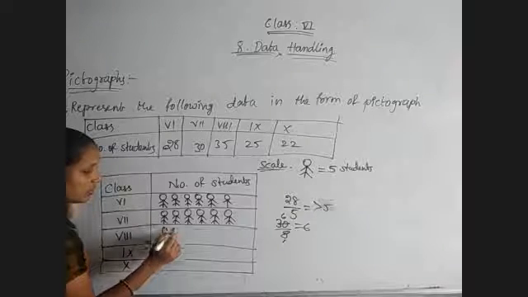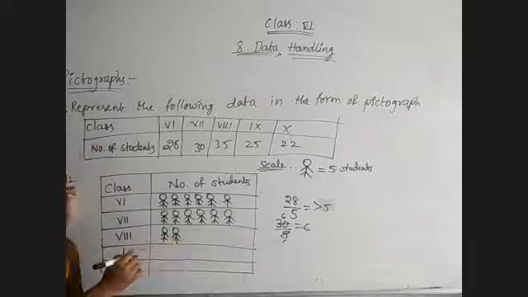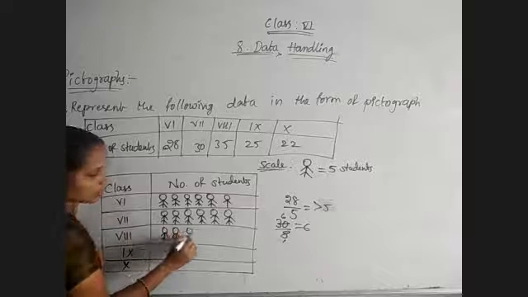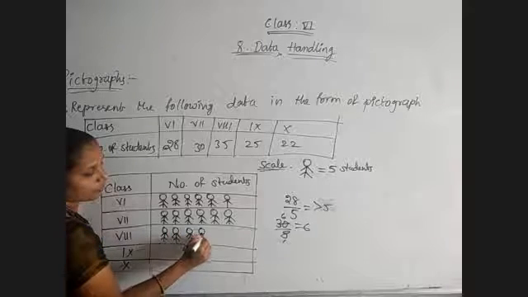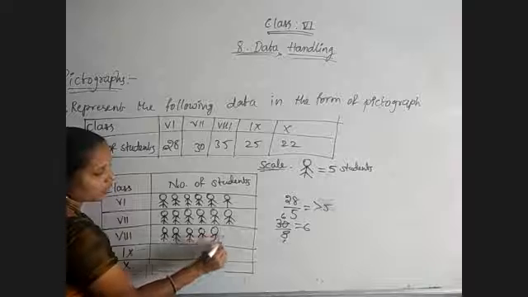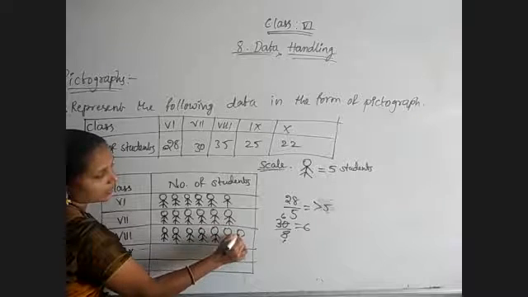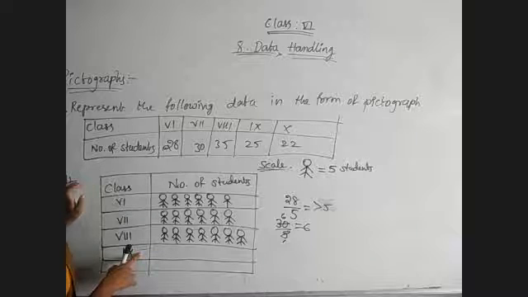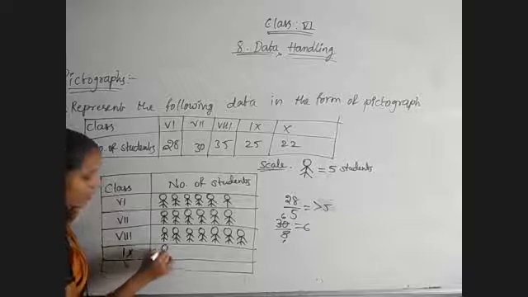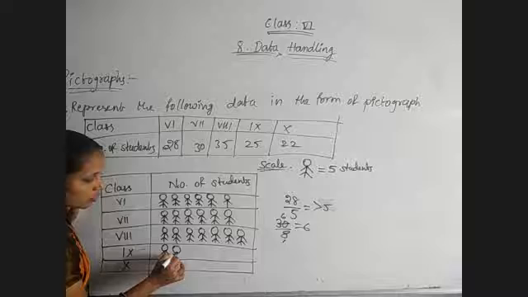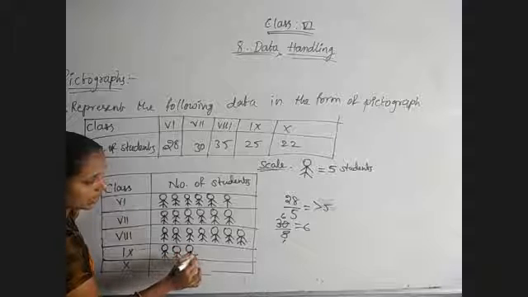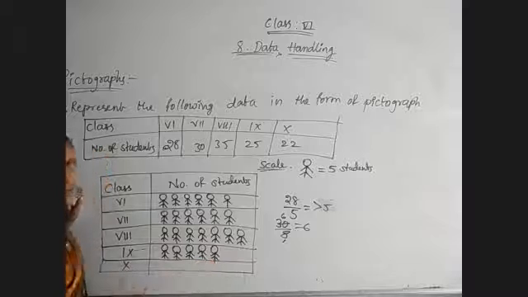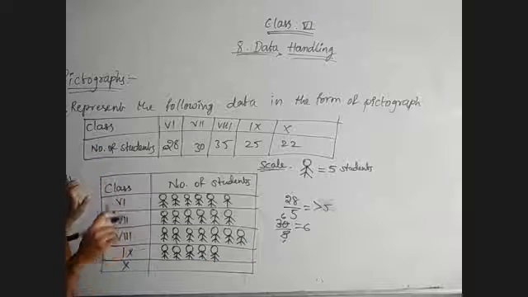Uniform width means same width, same size. 1, 2, 3, 4, 5, 6, 7. 7 5s are 35. Next, ninth class students, 25 people are there. So 5 5s are 25. 5 symbols only. 1, 2, 3, 4, 5. 5 5s are 25.